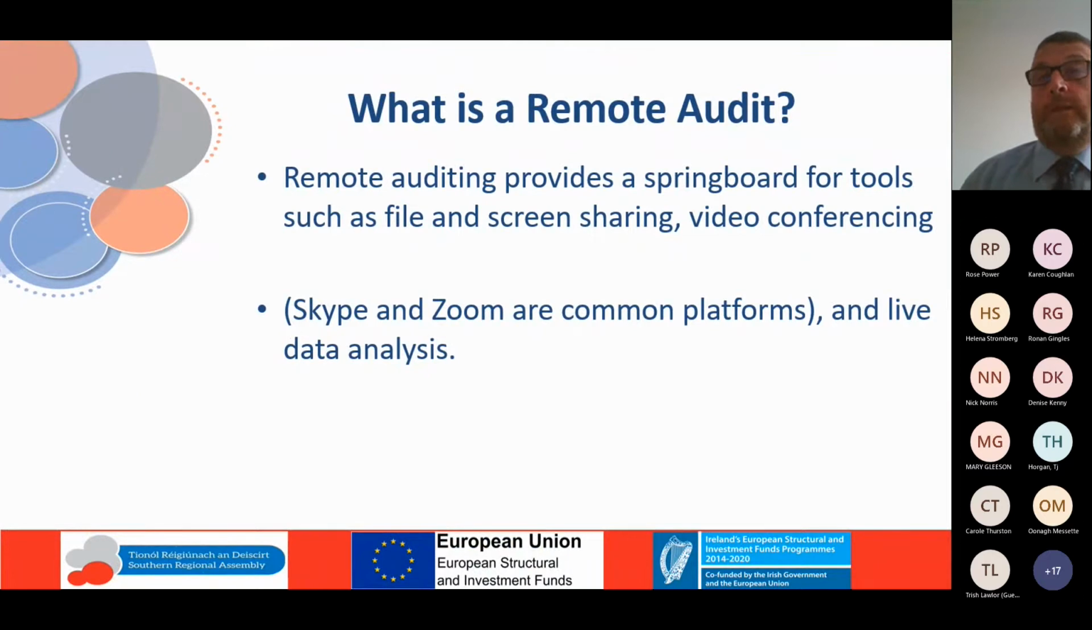Okay, so remote auditing provided a springboard for tools such as file and screen sharing, video conferencing, the various platforms in Skype, Teams, Zoom, live data analysis, other platforms that we've all become familiar with over the last year and a half or whatever. Before, we would have been used to holding meetings on sites and second level audits and so forth, physically on site. Whereas this has opened up a whole new area that, unknown to us, we had to adapt to. Next slide, please.